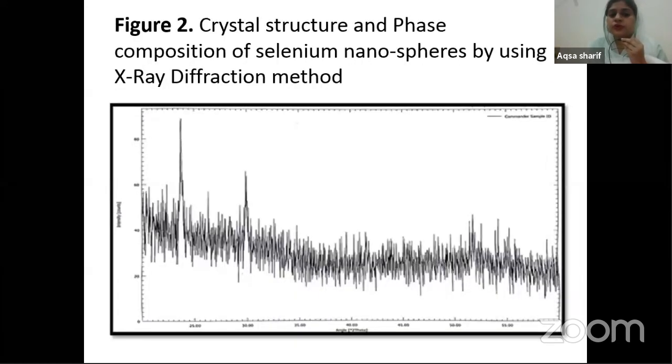Here is figure 2. And actually, that's the X-ray diffraction photograph, a pictorial view of the crystal structure and phase composition of selenium nanospheres. It confirms the crystalline structure of the nanoparticles, and we compared them with that of the standard nanoparticles. And there was a strong similarity between these two crystalline structures.